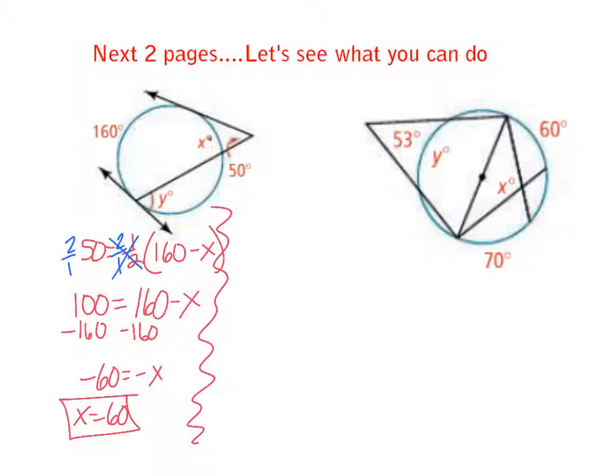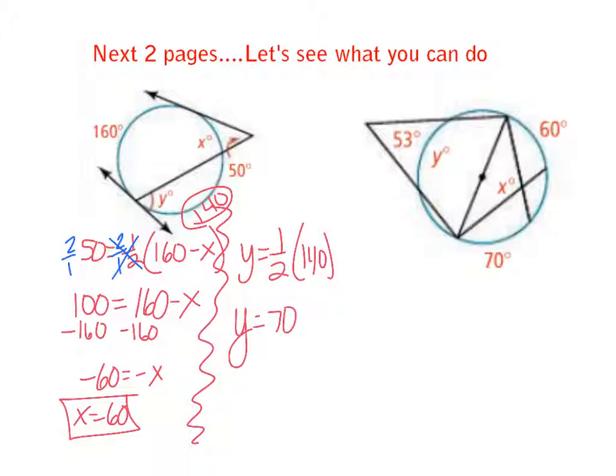If I now know that this is 60 and this is 160, together that's 210. No, it's not. It's 220. What does that leave me for the rest of this? Well, I would just do 360 minus 220, which gets me 140. So that's the arc, and y is half the intercepted arc. So half of 140. y would have to be 70.